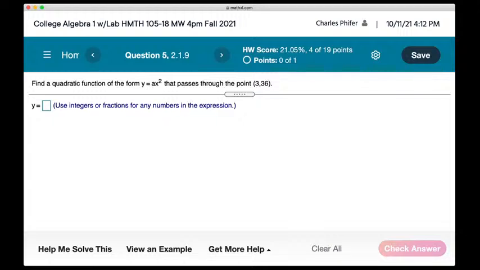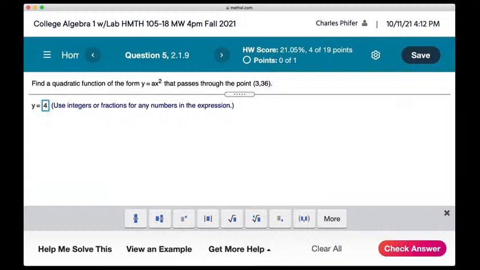Find a quadratic function of this form that passes through this point. They give us an x and a y, and we need to solve for a. So when x is 3, 3 squared is 9. 36 divided by 9 is 4. So it looks like a is 4. I didn't write that one out because it looks simple enough. I just plugged in the x and the y. Let me make sure. Let me get this student.